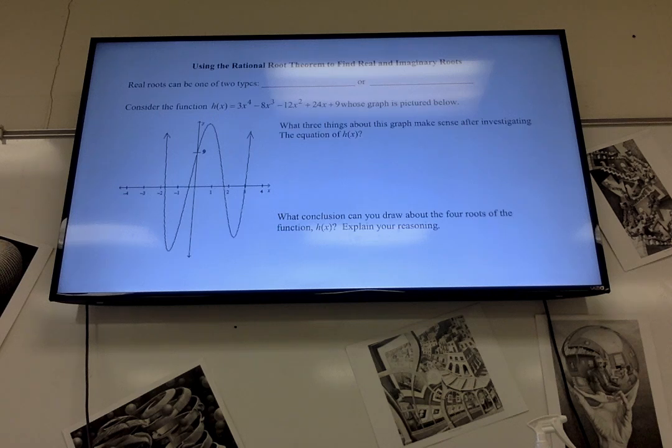Okay. So real roots can have basically, there are two types of real numbers. Now we split those up into way more types, like we talked about integers and whole numbers and all that stuff. But really all of those can be split up into two different types. You have rational and irrational.